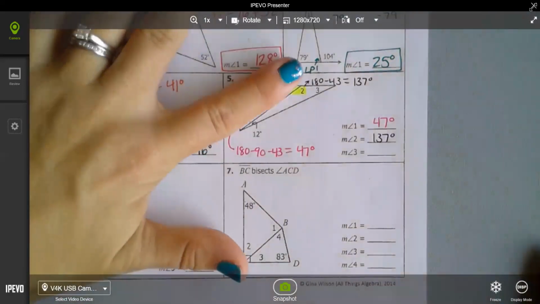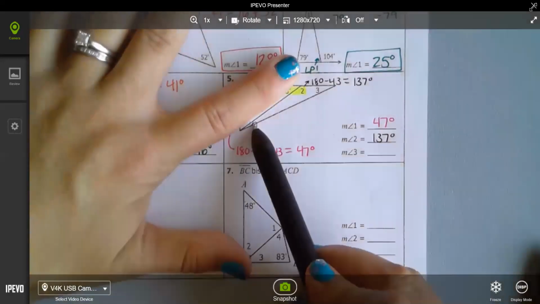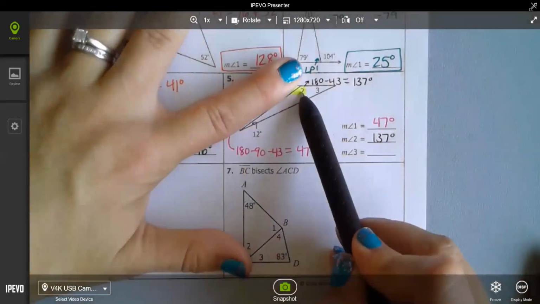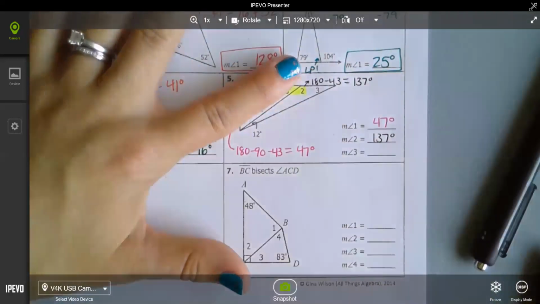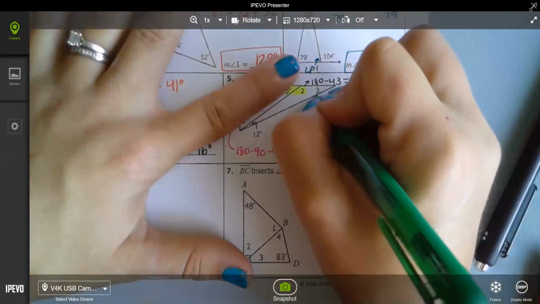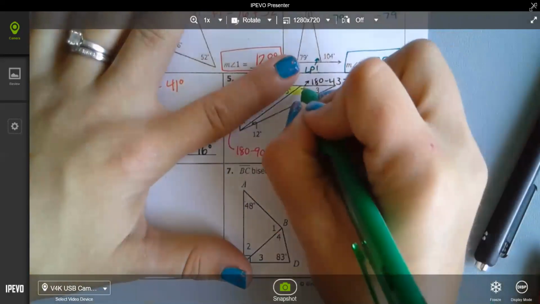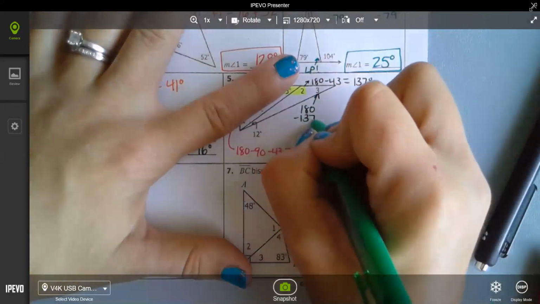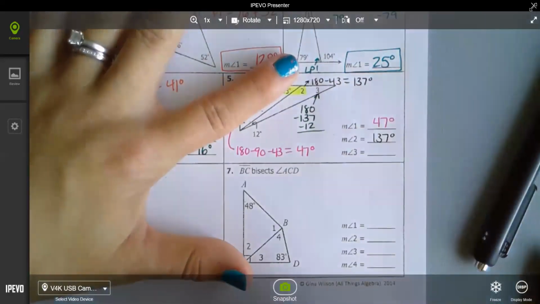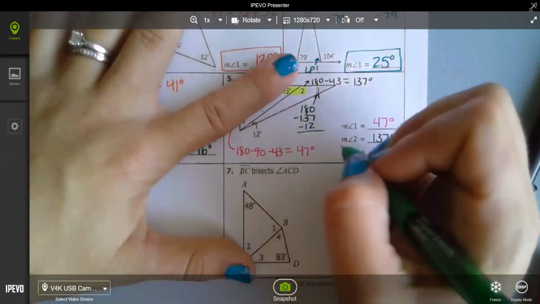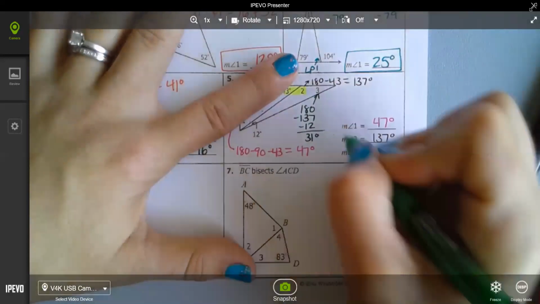Well, now if I go back to this little skinny triangle, I know that that one's 12. I know that that one's 37. So now we can find number 3. So let me get number 3. So I have 180. I'm going to get rid of that 137 and then this little bitty 12. And then that leaves me with 31 degrees.